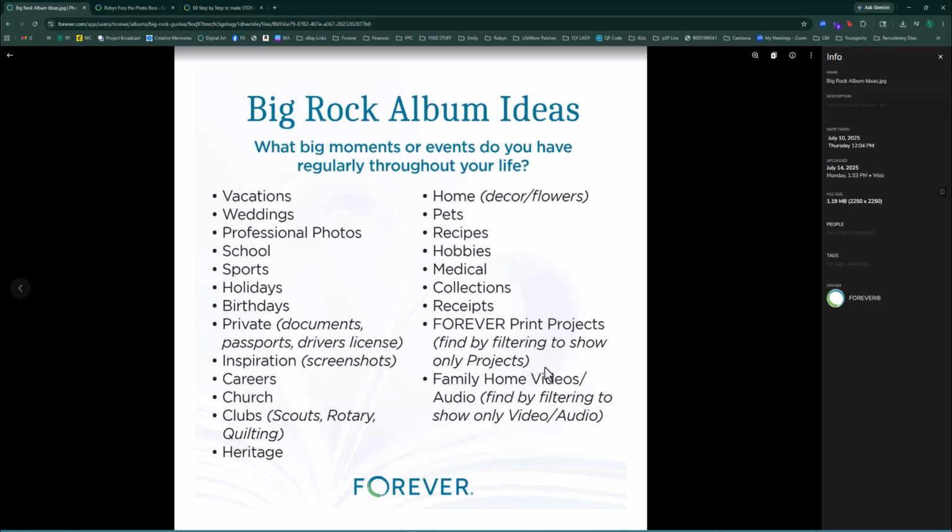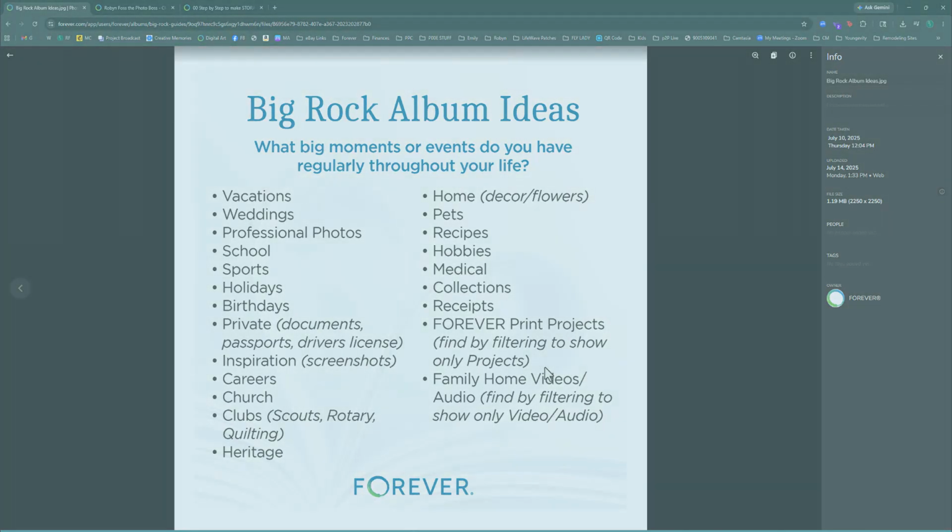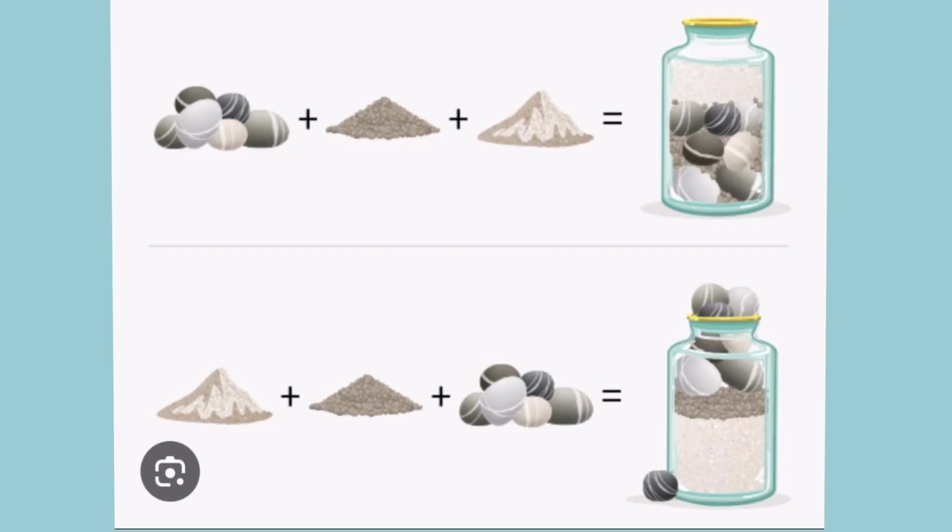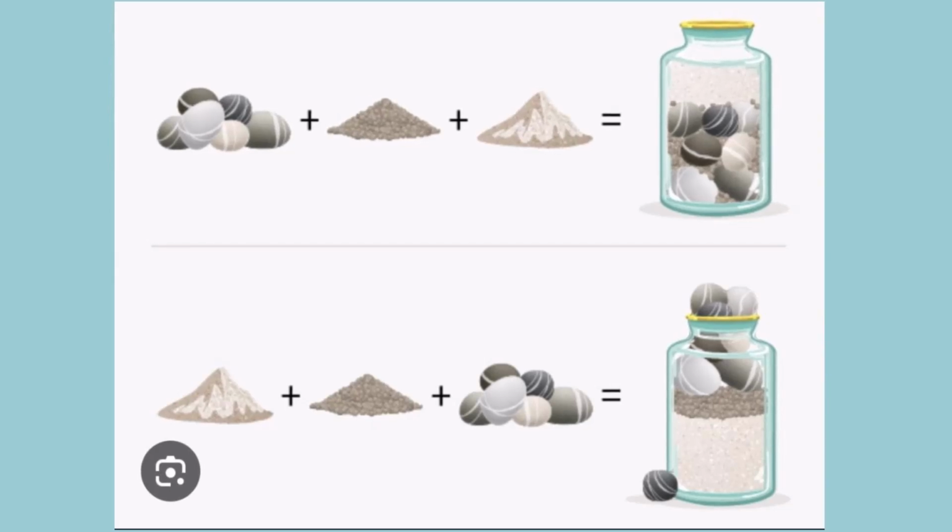So let's talk about what it means by Big Rock. So first, you just compare the two images that you can see on your screen. Okay, so let's start with the top image, and this is the system that Sherry is recommending, that you start with the big rocks in your life, those important things that you want to make sure, when I go into my forever storage, I want to be able to find this. So it's a quick way to be able to find those things.